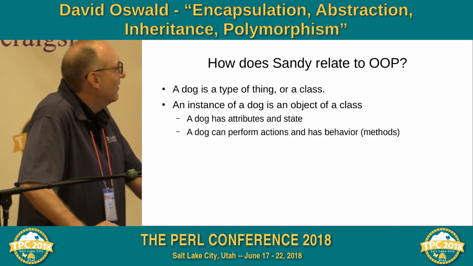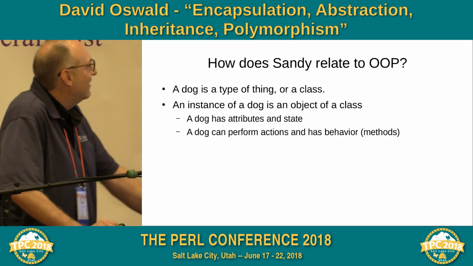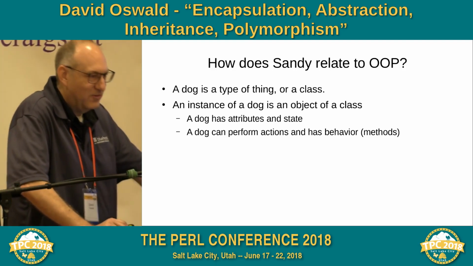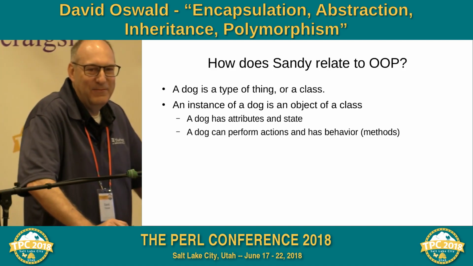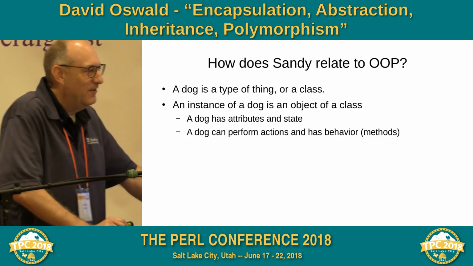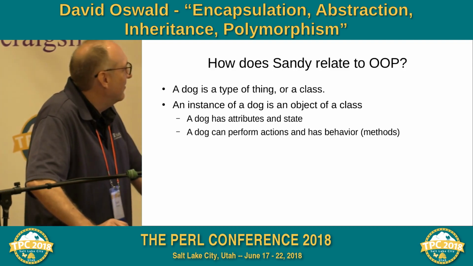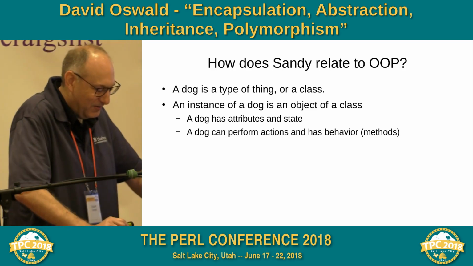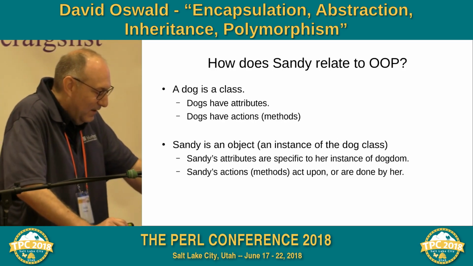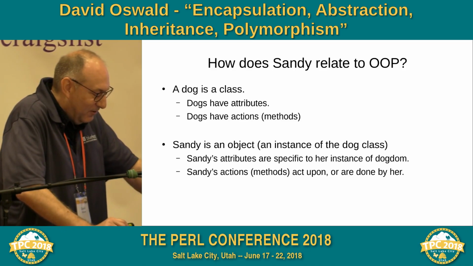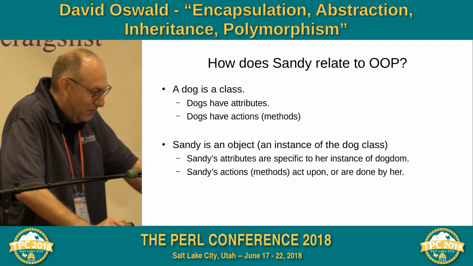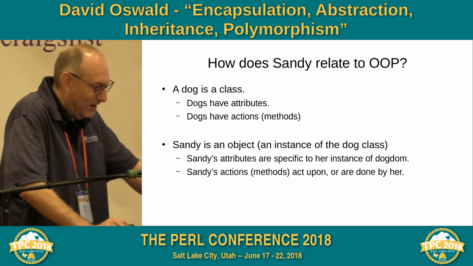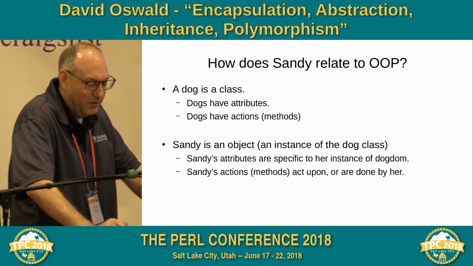Well, a dog is a type of thing, and so a dog is a class, and an instance of a dog is an object in that class. And a dog has attributes. It has state. It can be awake, asleep, happy, sad, hungry, mischievous. And a dog has behaviors. They can wag their tail when they're happy, and they can eat and drink and so on. So if we look at Sandy as an object or as an instance of the dog class, then her attributes are specific to her instance of dogdom, and her actions and methods act upon her or are done by her.